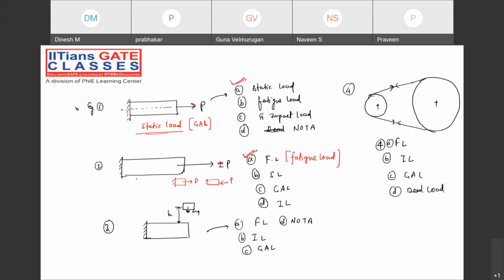In fact, we call it a completely reversed fatigue load. So we have further classification that you will understand in machine design. I'm just writing as of now so that you can have a revision when you start machine design. So just note down: completely reversed axial load.